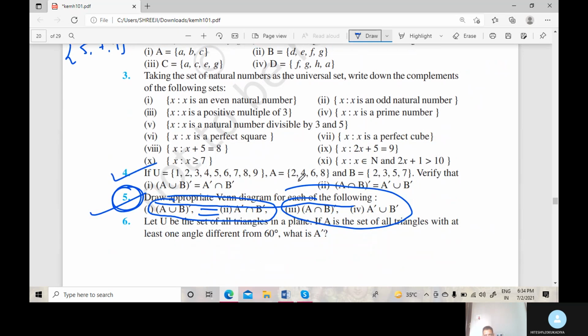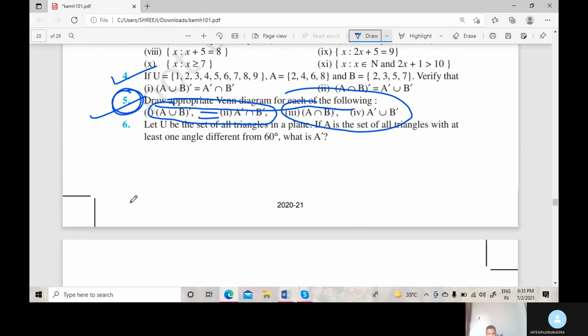Universal set is 1 to 9, A is 2, 4, 6, 8, and B is 2, 3, 5, 7. Verify both the laws. Here we calculate first A dash and second B dash. A dash: 2, 4, 6, 8 cancel, so 1, 3, 5, 7, 9.